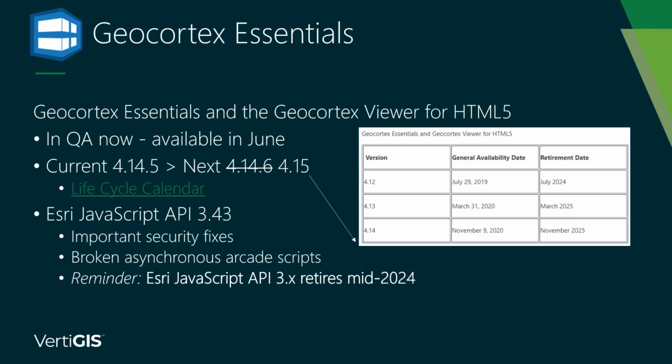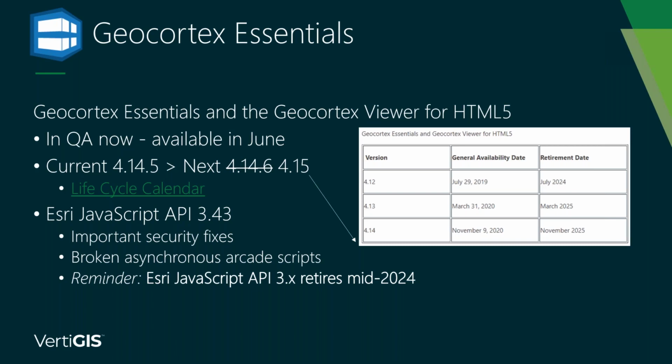The first one is the current version that you're working with, if you're on the latest version, is 4.14.5. The next one could easily have been called 4.14.6, but we actually changed it and called it 4.15. Why did we do that? Well, we've got this lifecycle calendar on our support center that shows, as you can see on the right, the latest version that's been released, but we don't include the third number in that.